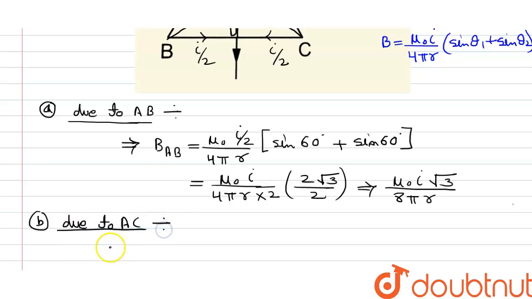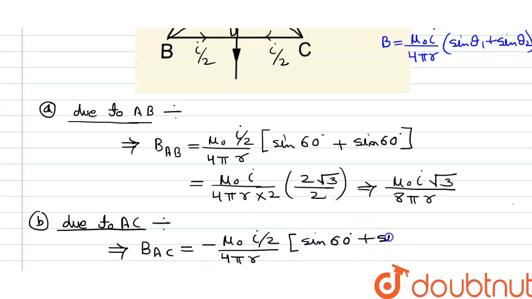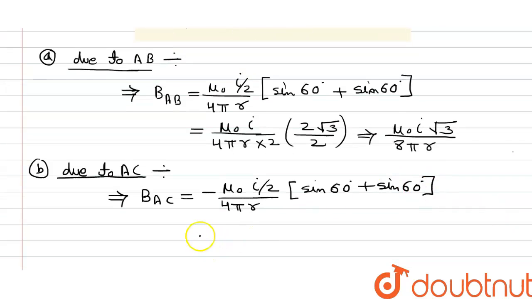So it will give us B of AC is equal to minus. We have put minus sign because the direction of the magnetic field will be going downward into the plane. So we will put minus sign mu naught I divided by 2 divided by 4 pi r bracket sine 60 degree plus sine 60 degree. So from here we will get the same value as the previous one, but with minus sign. We will get minus mu naught I divided by 8 pi r multiplied by square root of 3.